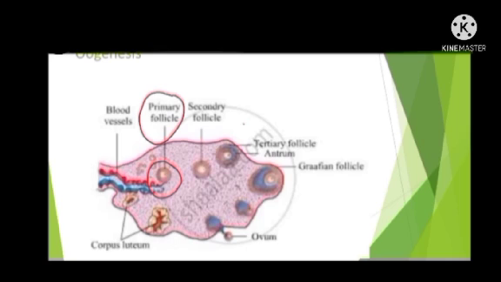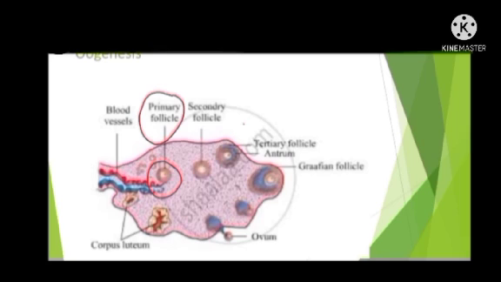A large number of these primary follicles will degenerate during the phase from birth to puberty. So after birth, till the female attains puberty, a large number of these primary follicles will be degenerating. At the time of puberty, only 60,000 to 80,000 primary follicles will be present in each ovary.